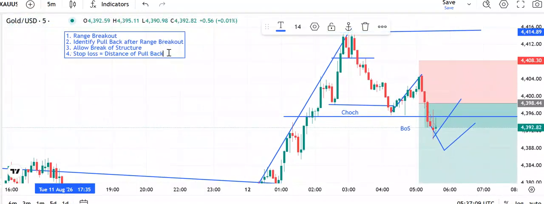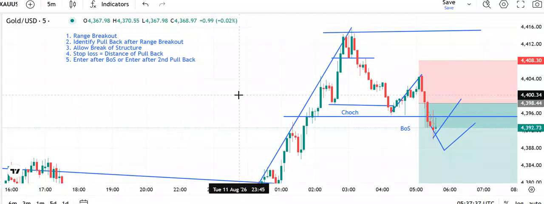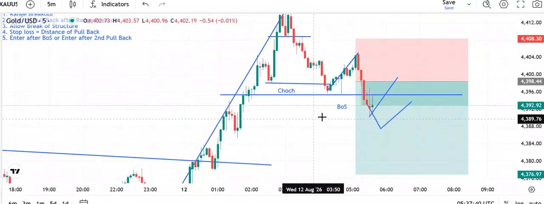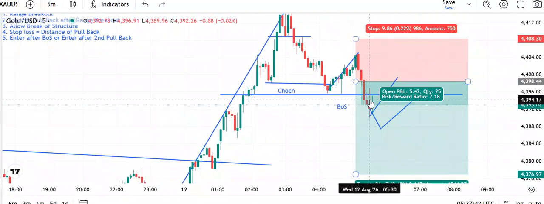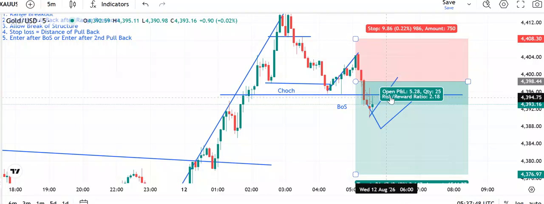So point number 5, enter after BOS, break of structure, or enter after second pullback. Now for this particular trade, I did not enter after break of structure, and second pullback has not even formed.